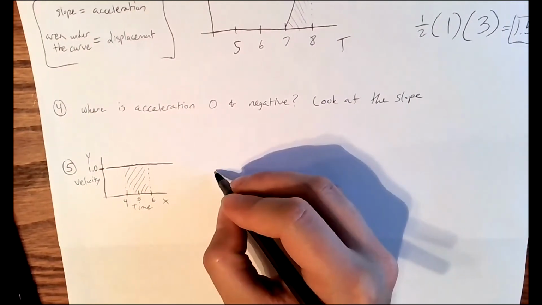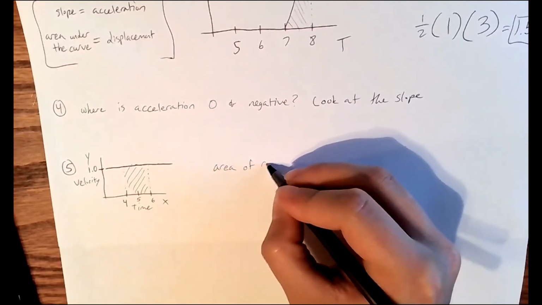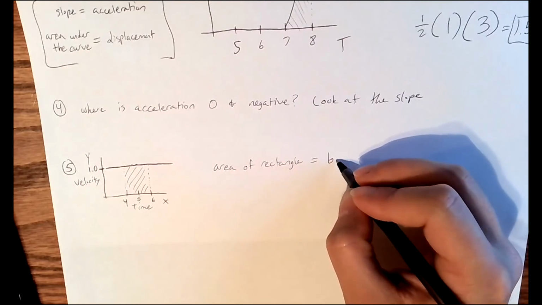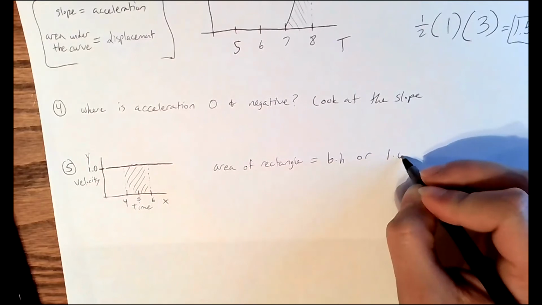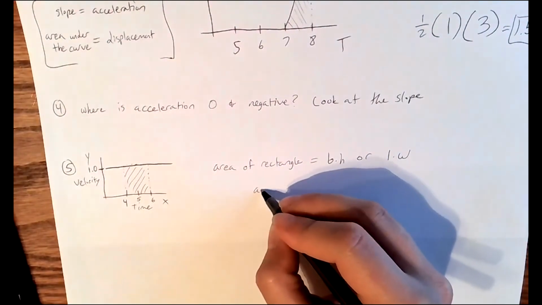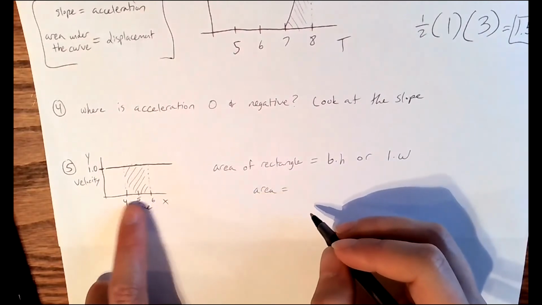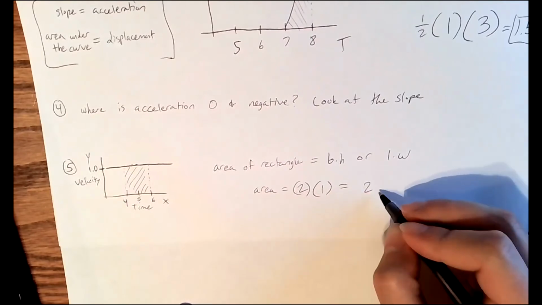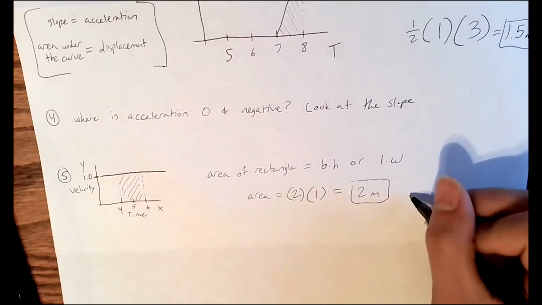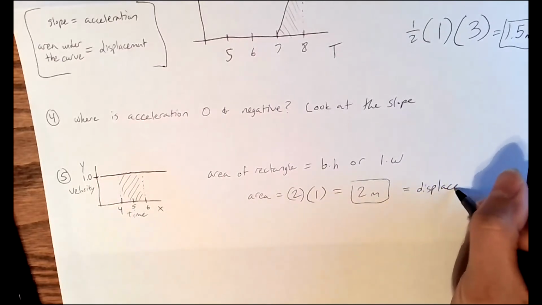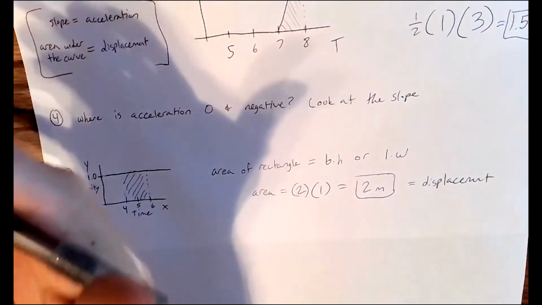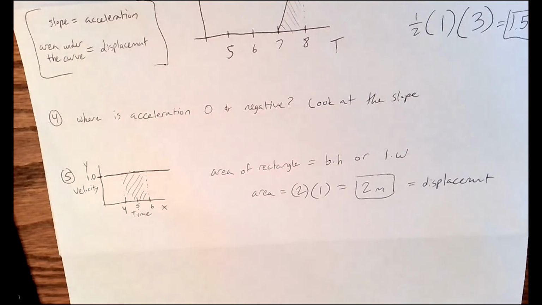And so we have the area of a rectangle, base times height or length times width, however you want to say that. But the area equals, that'll be 2, 6 minus 4 equals 2, times 1. Only 2 meters. Displacement. There we go. So on a velocity versus time graph, the area underneath the line equals displacement. And the slope of the line would be acceleration, but there is no acceleration.